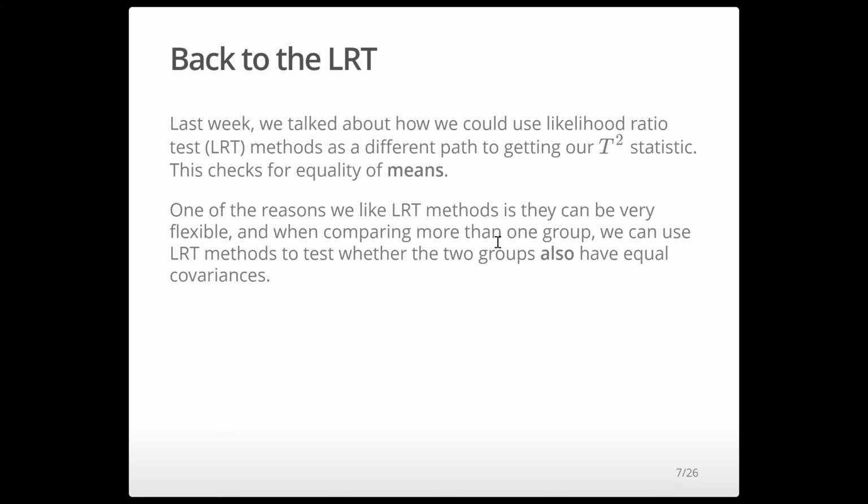Last week, we also talked about how we could use likelihood ratio test based methods as a different way of getting our T-squared statistic. And this T-squared statistic is checking for equality of means. One of the reasons we like likelihood ratio methods, as well as the T-squared method, is because they tend to be very flexible. And it turns out we can actually use likelihood ratio based methods to test that the two groups have equal covariances.